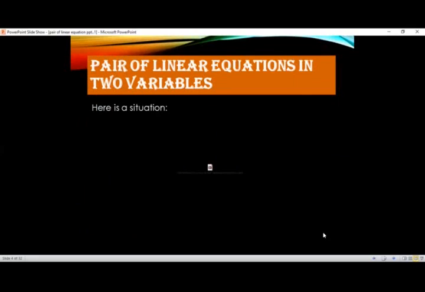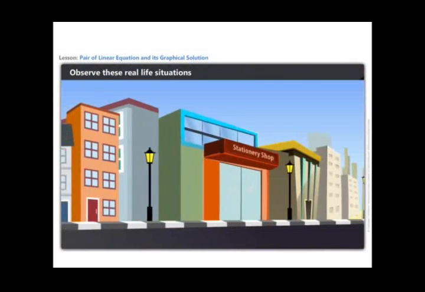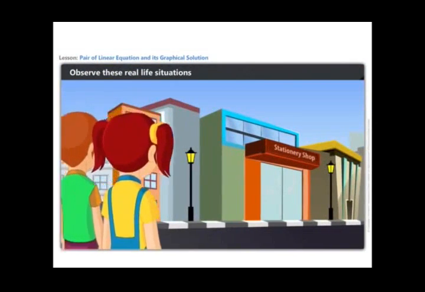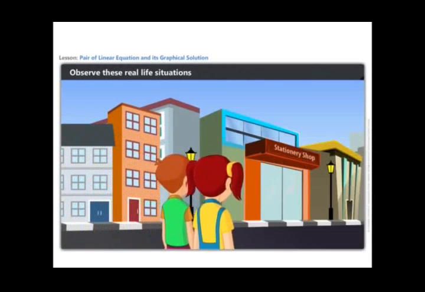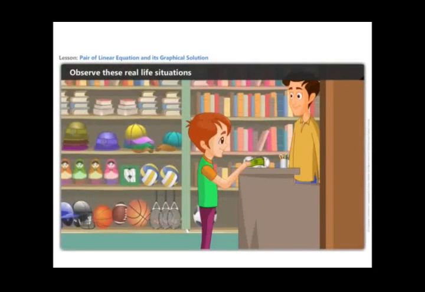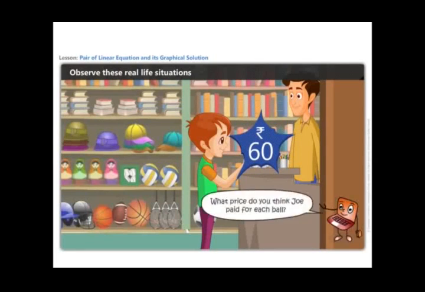Now we'll learn about the pair of linear equations in two variables. Watch this video, observe the situations and try to understand a pair of linear equations in two variables. Observe these real-life situations. Joe and Alice have both come to a city store. Joe buys 3 cricket balls of the same price for his upcoming match by paying an amount of rupees 60 to the shopkeeper. What price do you think Joe paid for each ball?